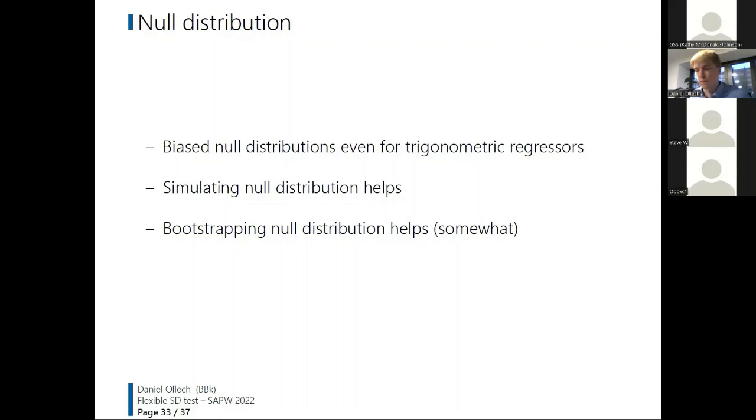So taken together, the null distributions are biased, and I suspect it's because the variance covariance matrix is biased due to the construction of the regressors, and that we combine observations. But I'm not sure why this is also the case for trigonometric regressors. So simulating the null distribution helps, and some preliminary simulation results for just detecting seasonality show that it may be a good alternative. Bootstrapping the variance covariance matrix also helps, at least somewhat, but it's far from being perfect.